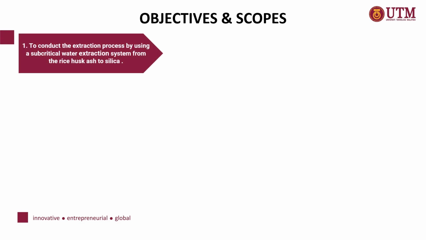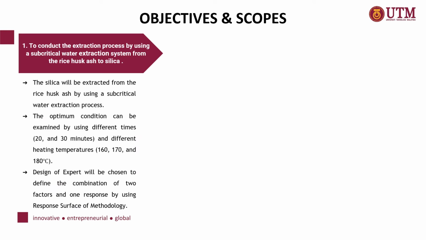Firstly, to conduct the extraction process by using a green new technology such as the subcritical water extraction system to obtain silica from the rice husk ash. The silica will be extracted from the rice husk ash by using the subcritical water extraction process. The optimal condition can be examined by using different times and different heating temperatures. The extraction method has been designed using the design of experiment to define the combination of the two factors in the one response that optimizes the extraction phase using RSM.